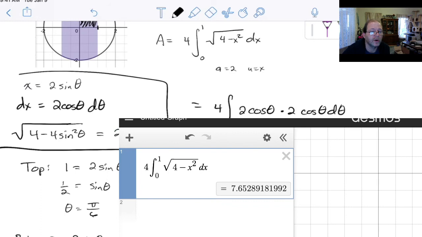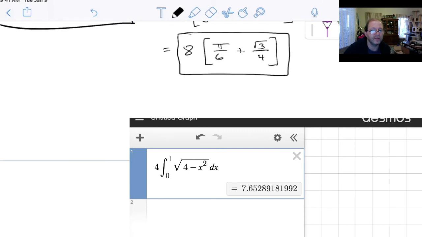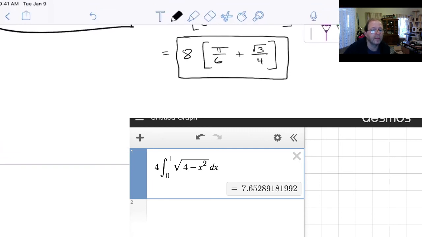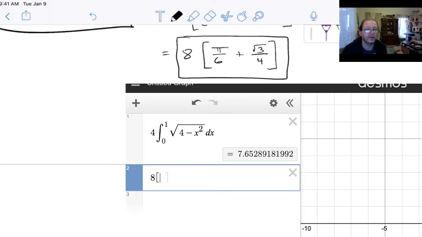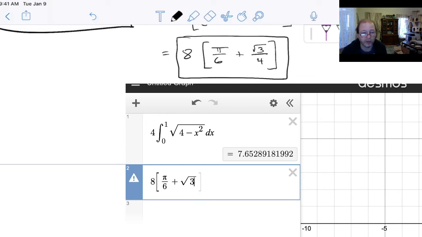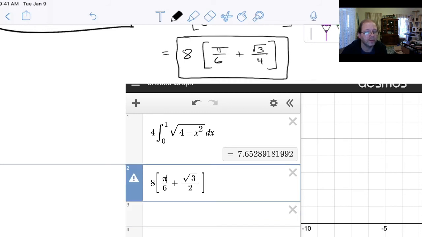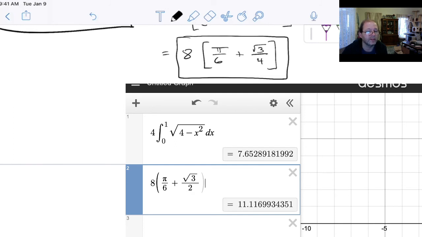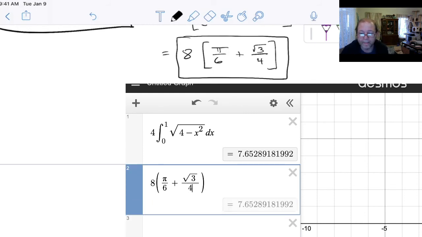Is that what we're looking for? Well, what was the answer we got? Let's just type that in and see if that is the same. If I put in 8 times pi over 6 plus square root 3 over 2, it doesn't like it for some reason. I think maybe it doesn't like the square brackets. Let's see, I get that. Why is that? Oh, it's because I typed in square root of 3 over 2. It's supposed to be a 4. All right, much better.